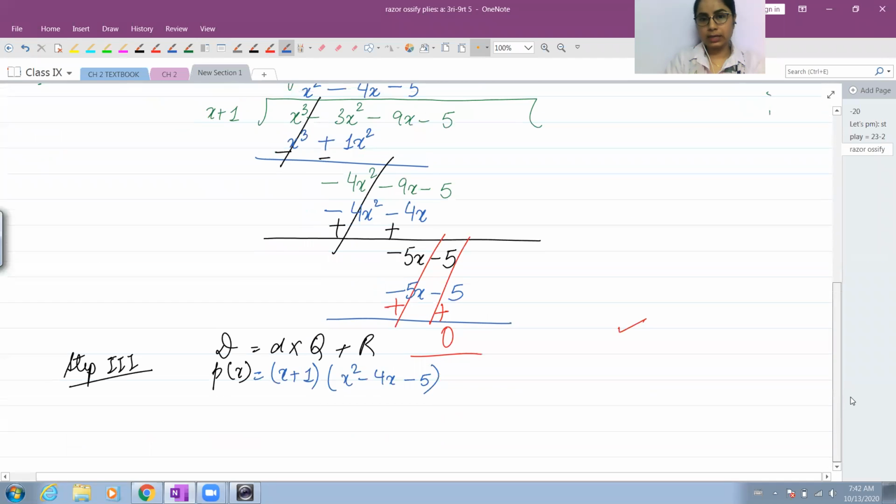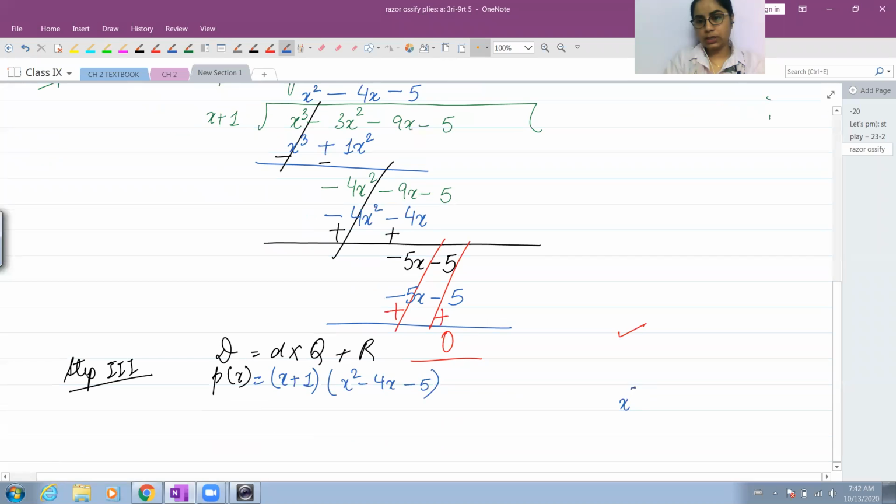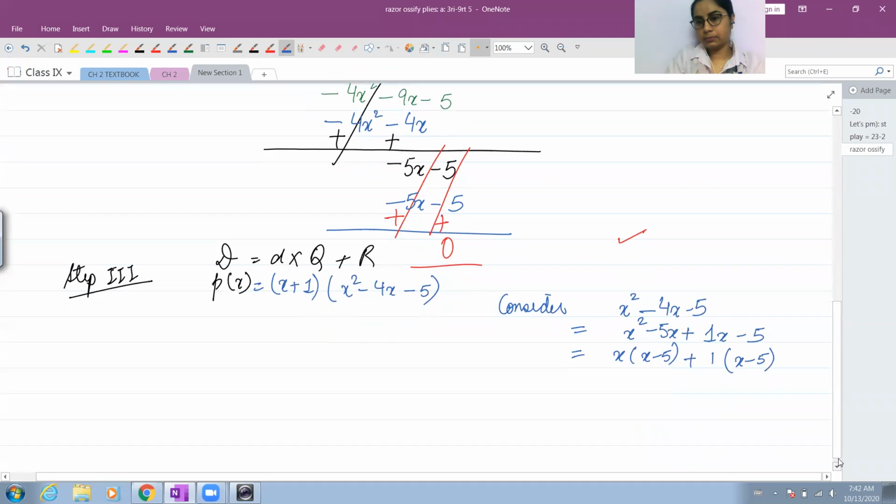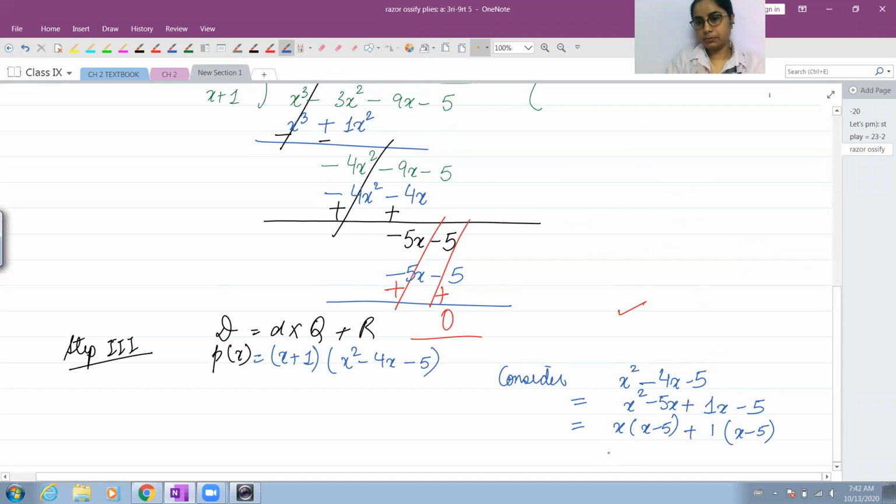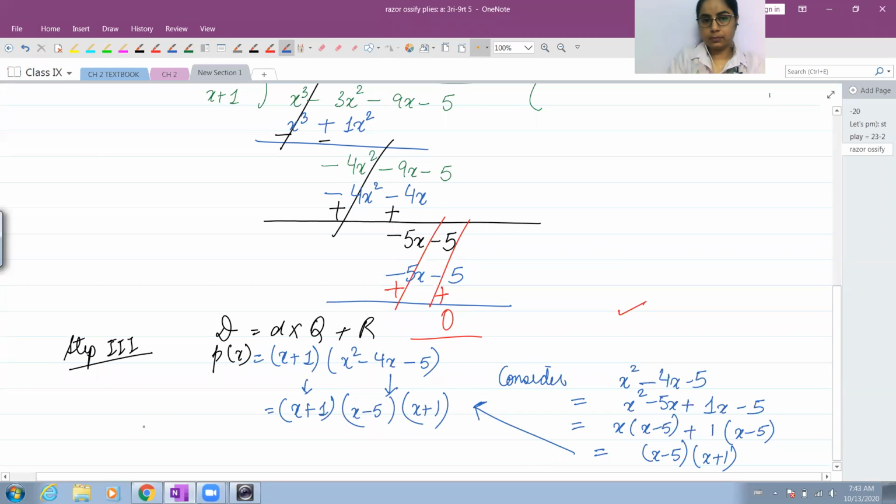And I want to factorize this quadratic polynomial further. And if you want, you can do it on a side or you can do it right here. So I can do this here. And this can be factorized by splitting the middle term. And I'll be replacing this with these linear factors that I just obtained. This is your answer.